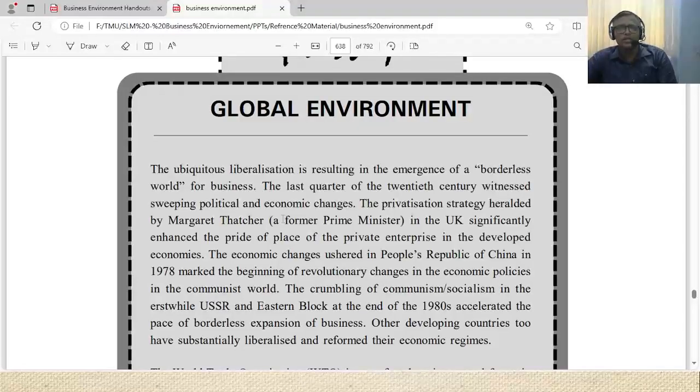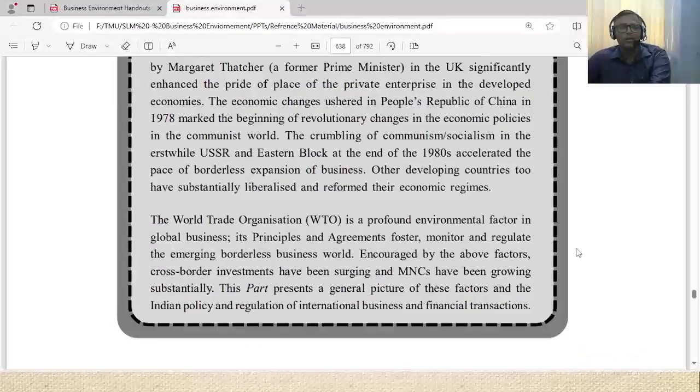The last quarter of the 20th century witnessed sweeping political and economic changes. The privatization strategy launched by Margaret Thatcher, the former Prime Minister of the UK, significantly enhanced the place of private enterprises in the developed economies. The economic changes ushered in by the People's Republic of China in 1978 marked the beginning of revolutionary changes in economic policies in the communist world, followed by the curbing of communism and socialism in the erstwhile USSR and the erstwhile bloc at the end of the 1980s, which accelerated the pace of the borderless expansion of business. Other developing countries too have substantially liberalized and reformed their economic regimes.